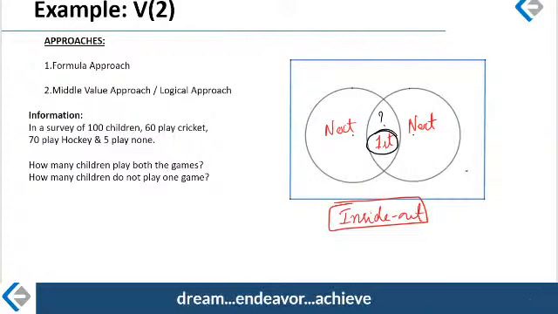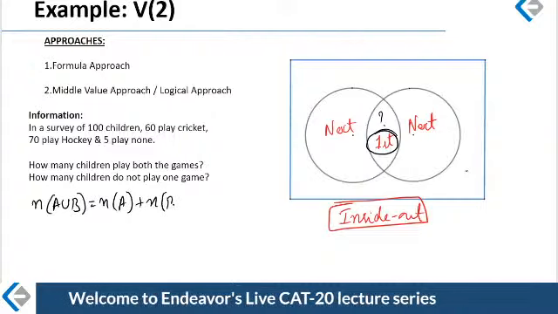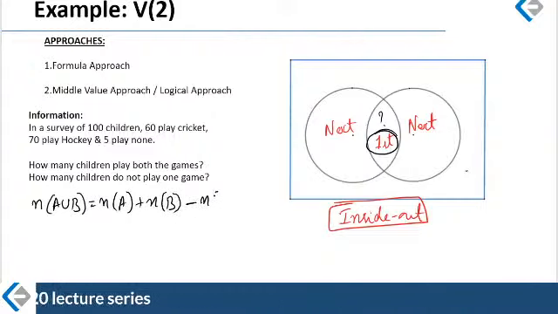If it is filled inside out, then you would understand that the formulas are given. The number of elements in A union B is nothing but the number of elements in A plus the number of elements in B minus the number of elements in both A and B.